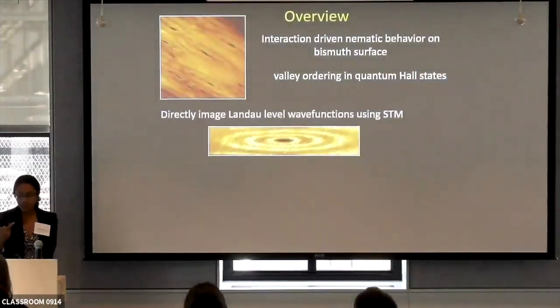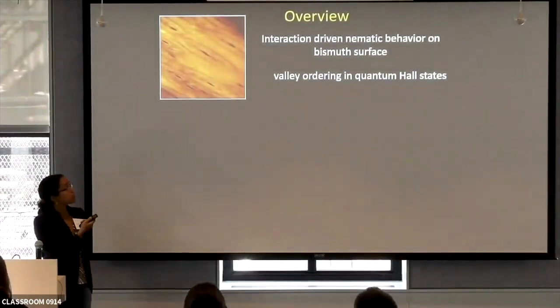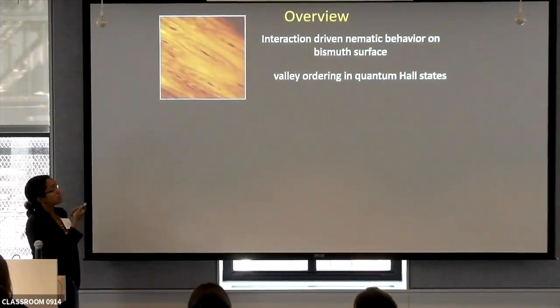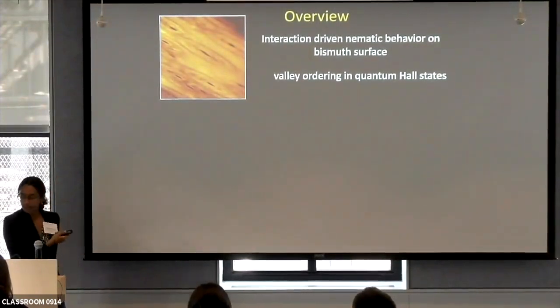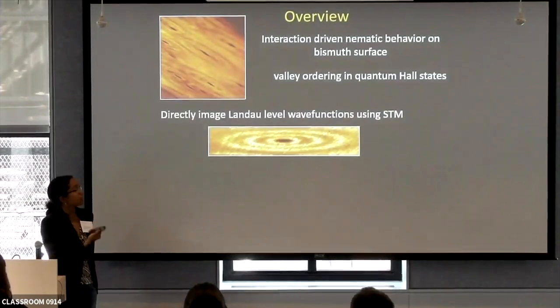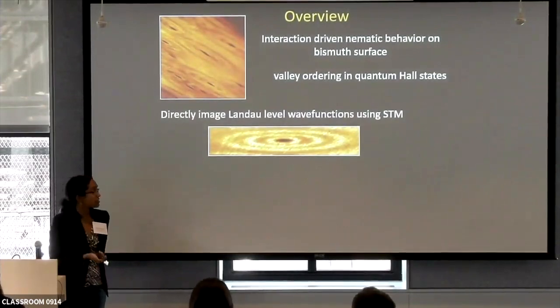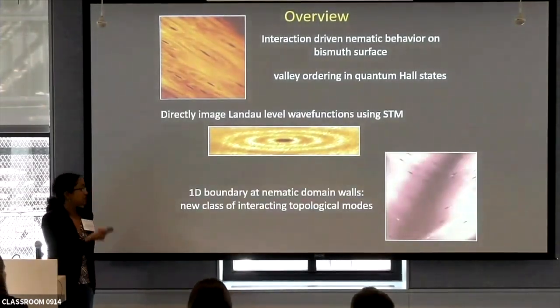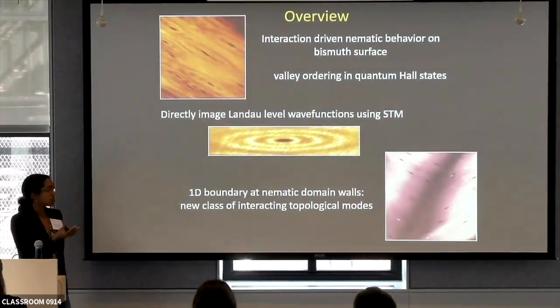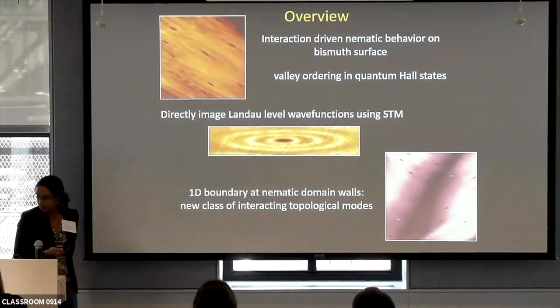And so I guess the overview of my talk is just going to be discussing, first of all, how we can tune the bismuth surface into this kind of quantum Hall regime and show you that we see nematic behavior and spontaneous valley ordering in these systems, and we can directly image the underlying Landau level wave functions using an STM. And then finally, I'll show you how we are able to find a very pristine nematic domain wall and a boundary here where we see some cool interaction effects.